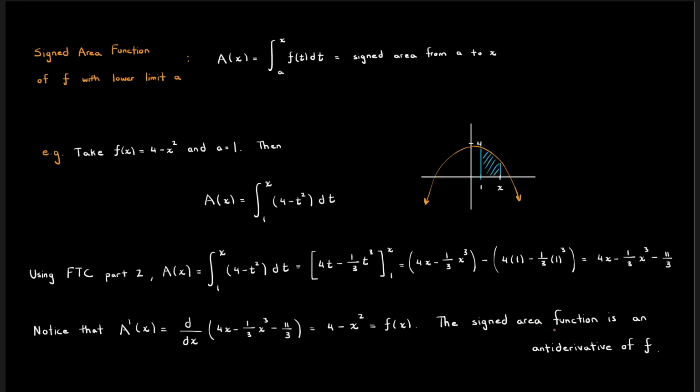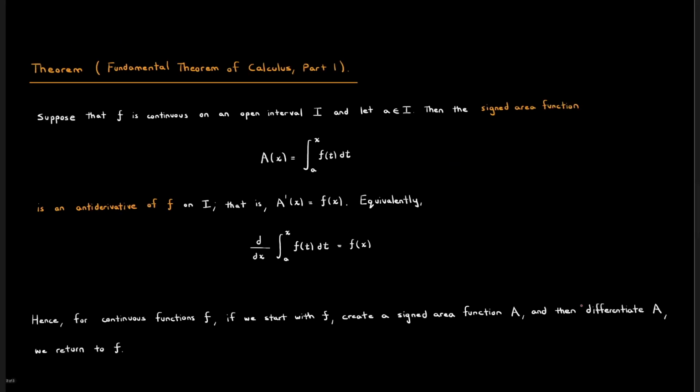And now you might be wondering, was this just a coincidence? Like, did you make this example so that this happened? Or does this always happen? It turns out that the signed area function will always be an antiderivative of the original function. And so that brings us to the general statement of the Fundamental Theorem of Calculus, part 1.